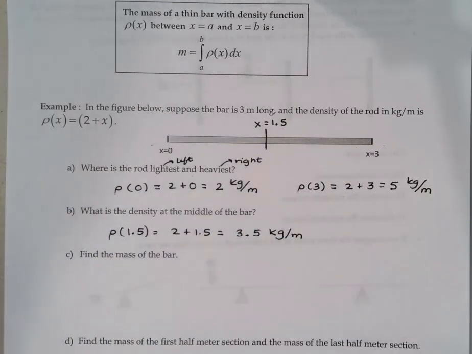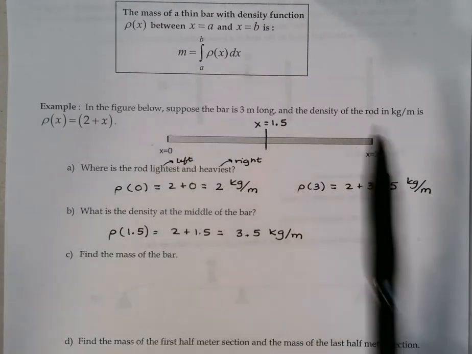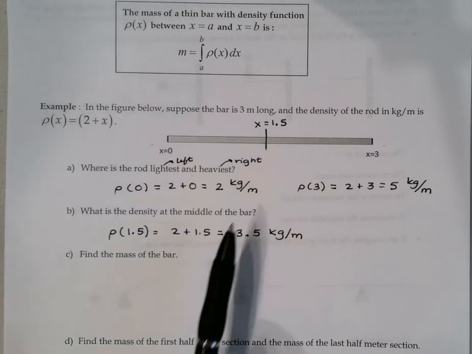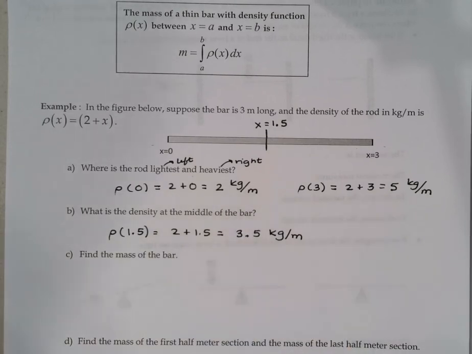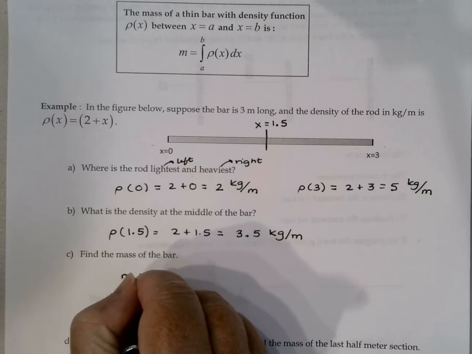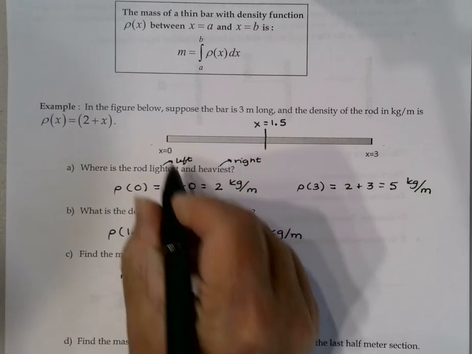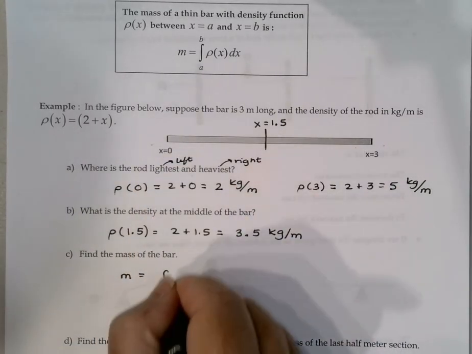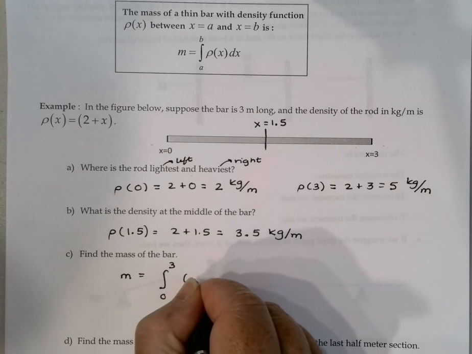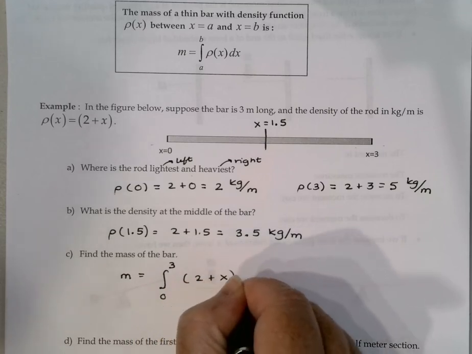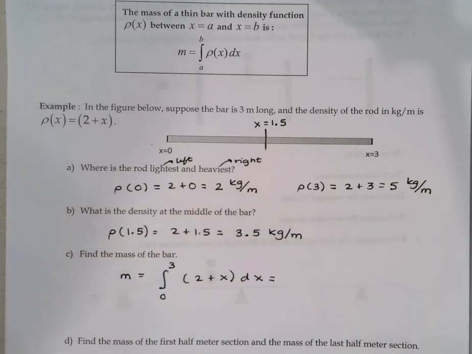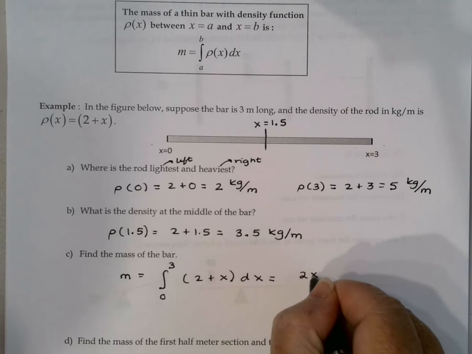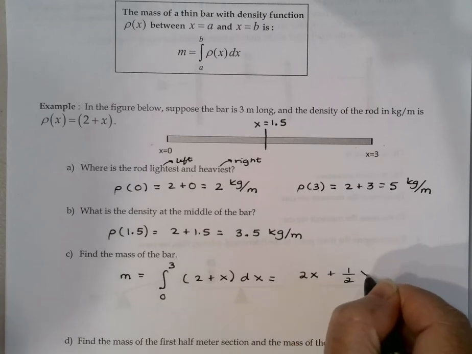All right, I'd now like to find the mass of the entire bar. And I can't just algebraically take the length 3 times the density, because the density is different at different locations. Instead, we're going to use this integration mass formula. And we're going to say we want to integrate over the length of the bar, 0 to 3, our density function, 2 plus x dx. And that's not a very difficult integral to do. Let's just write that out.